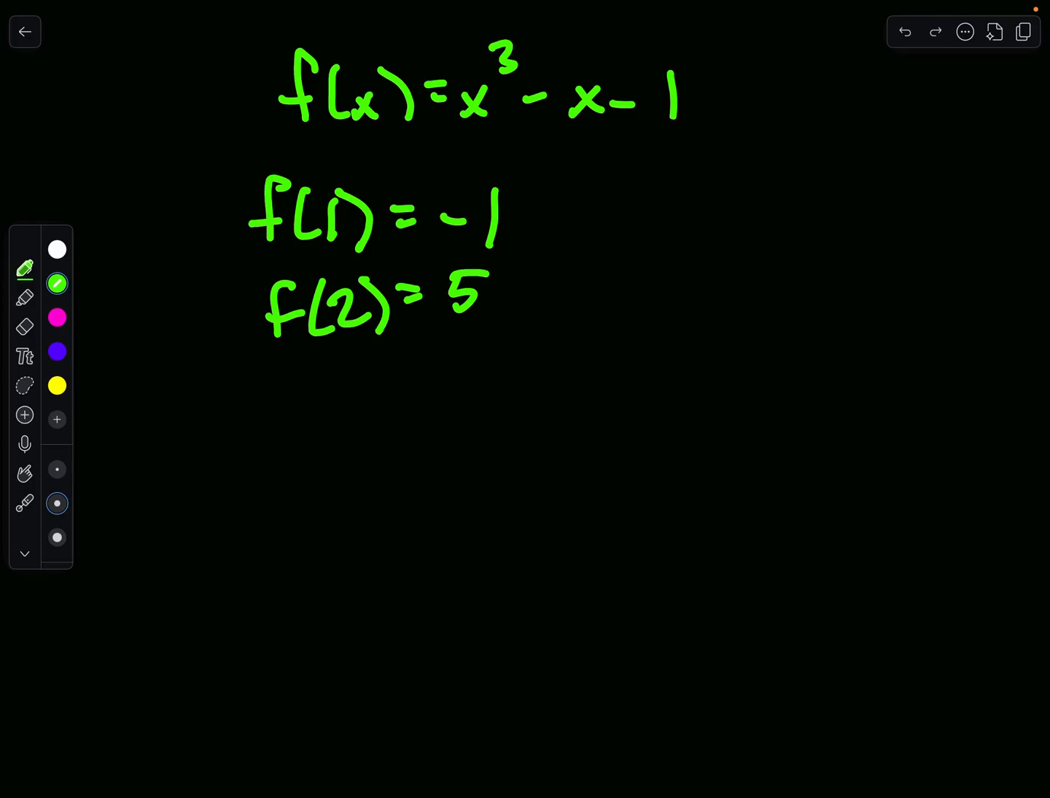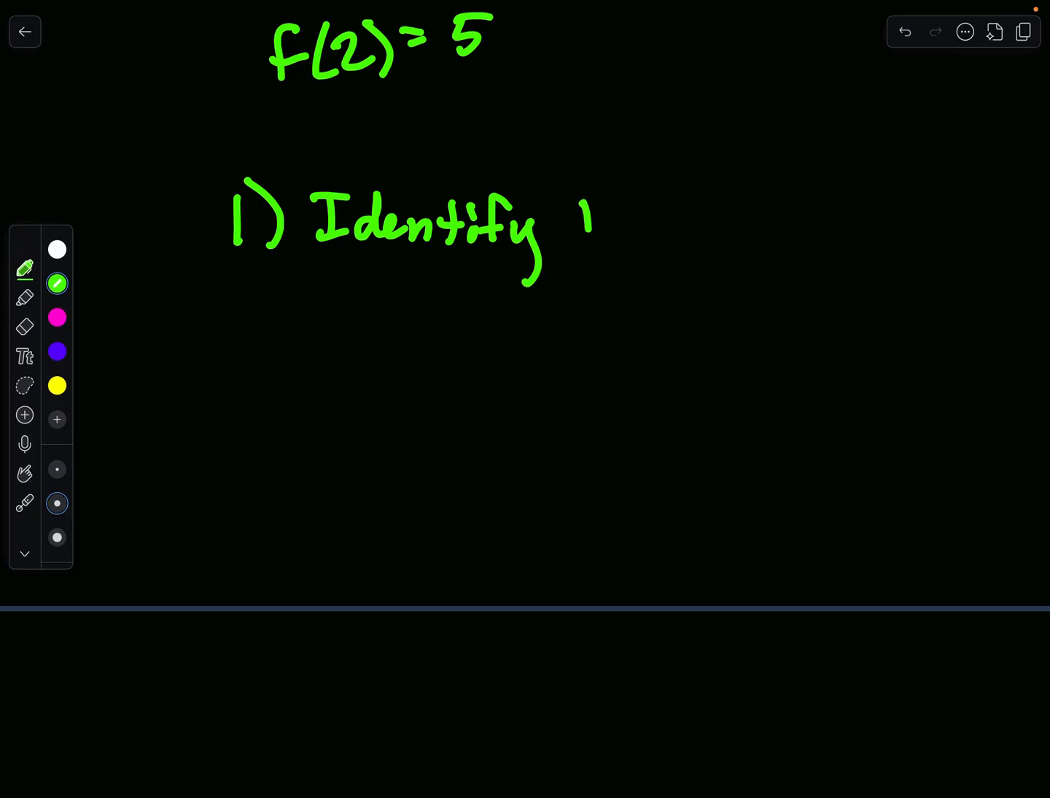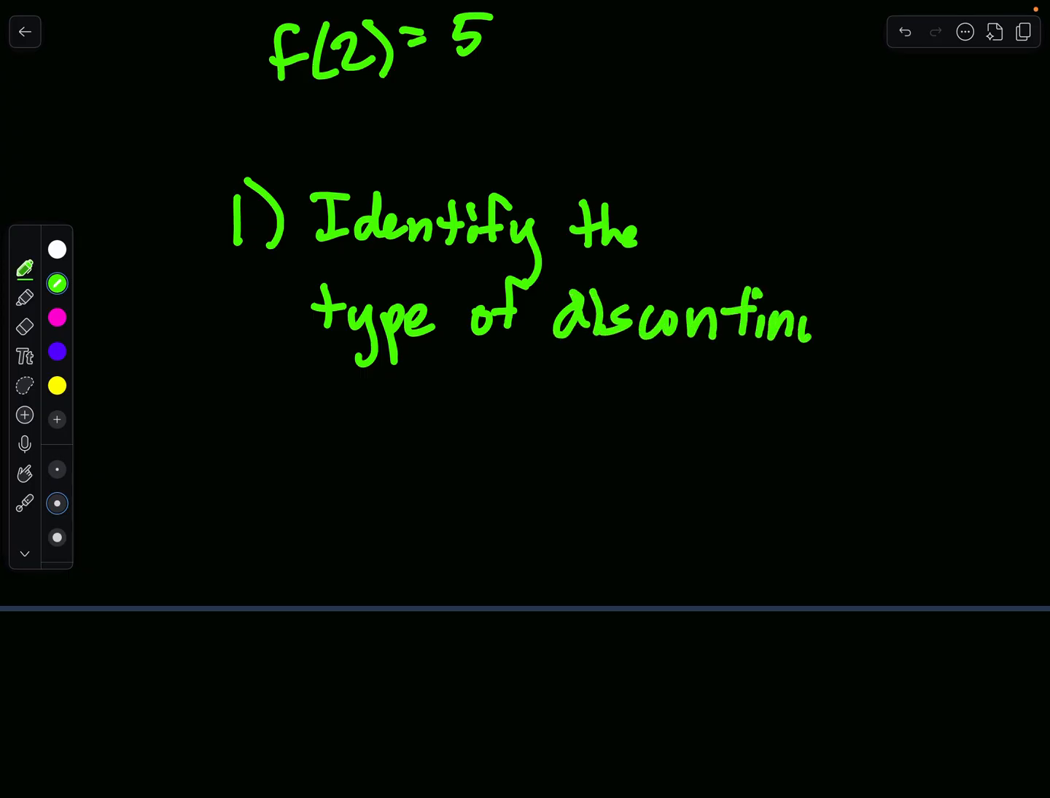Now let's look at some practice problems. Number 1: Identify the type of discontinuity for f(x) equals (x squared minus 4) over (x minus 2).